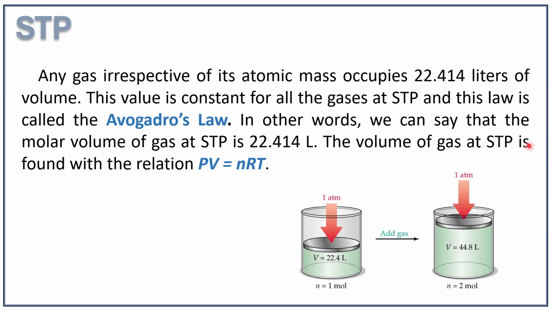The volume of a gas at STP is found with the relation PV = nRT. This is known as the ideal gas equation. P stands for pressure, V stands for volume, n stands for the number of moles, R is the gas constant, which is 8.314 joules per mole per Kelvin, and T is the temperature on the Kelvin scale.